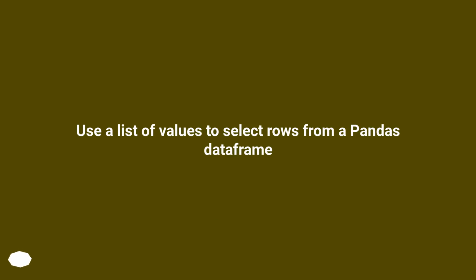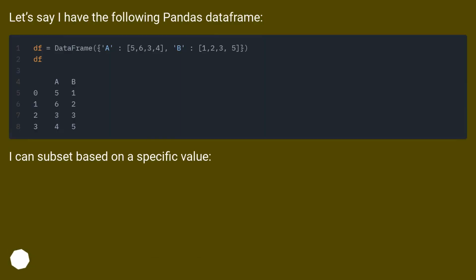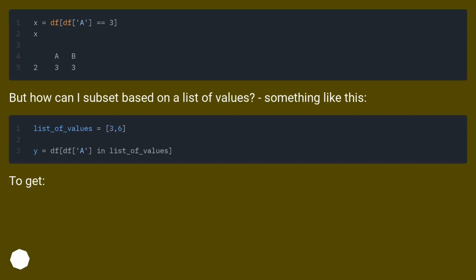Use a list of values to select rows from a Pandas data frame. Let's say I have the following Pandas data frame. I can subset based on a specific value. But how can I subset based on a list of values? Something like this.